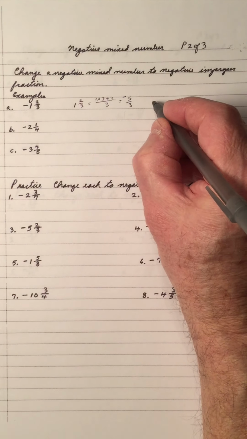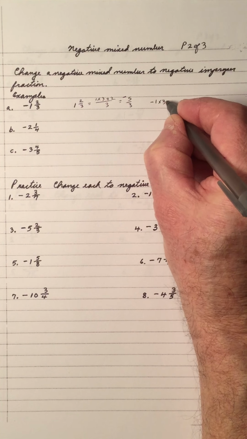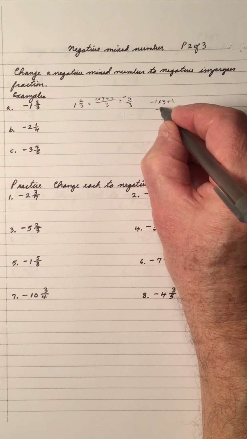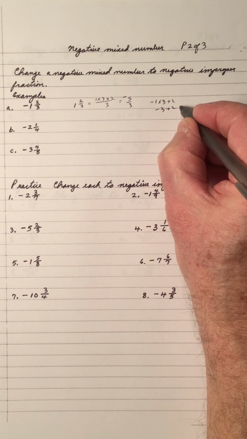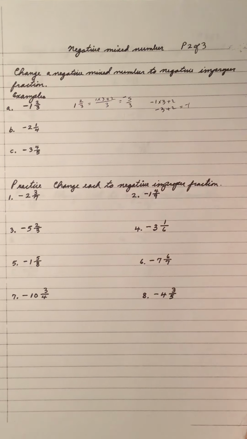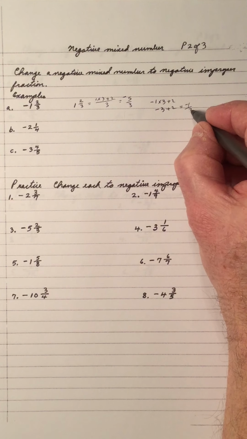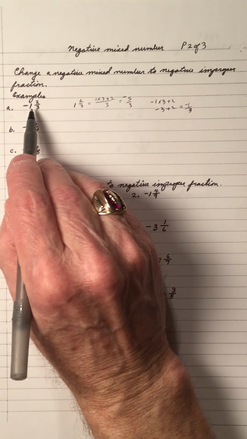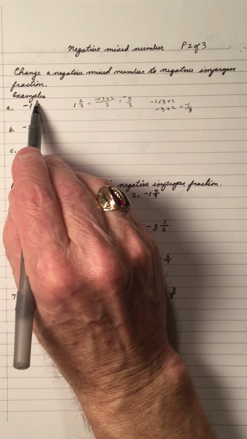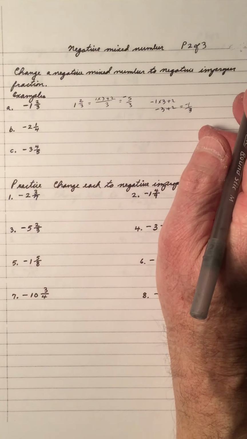You don't go negative 1 times 3 add on 2. That will give you negative 3 plus 2, and that will give you negative 1. And you would be wrong if you put it over 3. So what you do, you multiply the 1 by the 3 and add on the 2. And then you make a negative after.